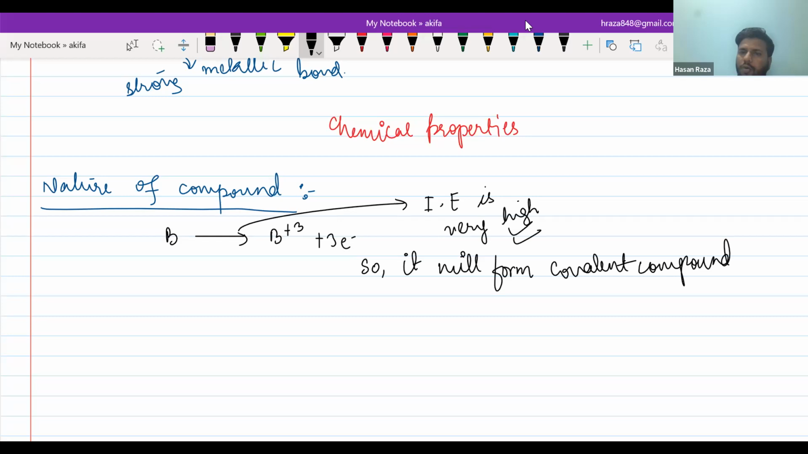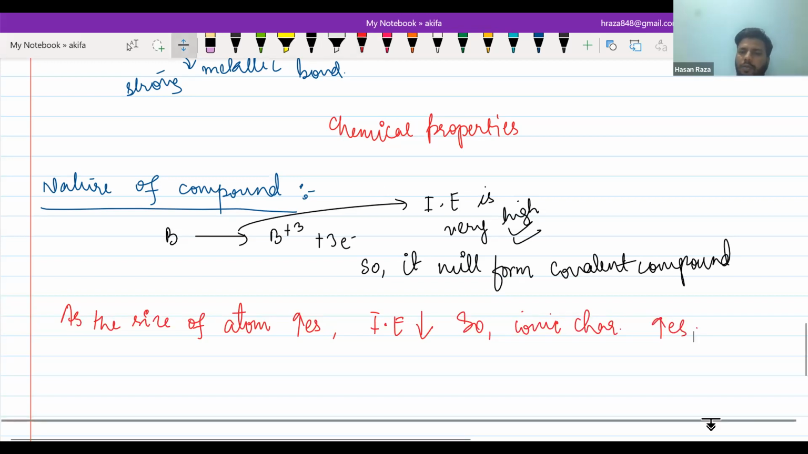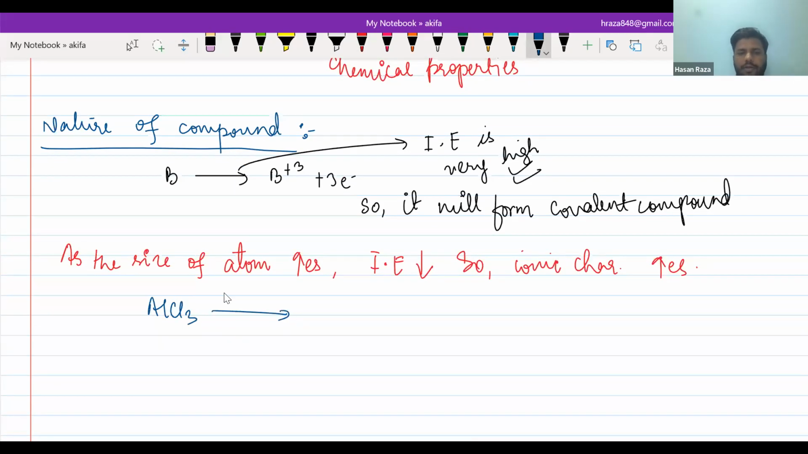As the size increases down the group, ionization energy decreases because the size increases. So ionic character increases. So I can write: as the size of the atom increases, ionization energy decreases, so ionic character increases. With this reference, I'm going to write AlCl3 in solid state. In solid, it is covalent.